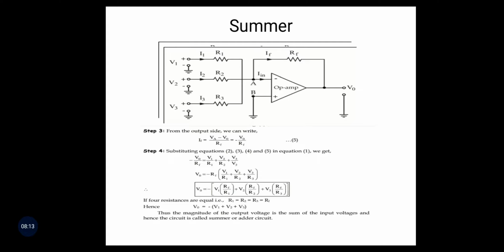Thus the magnitude of the output voltage is the sum of the input voltages, and hence the circuit is called a summer or adder circuit. Here V1, V2, V3 are added. That's why the circuit is called a summer or adder circuit.